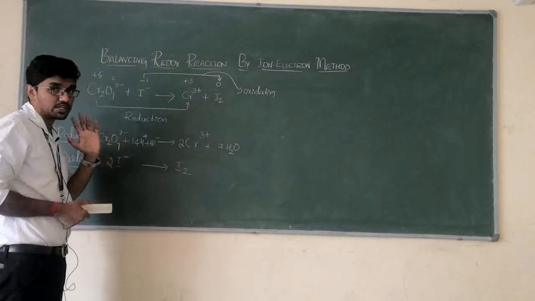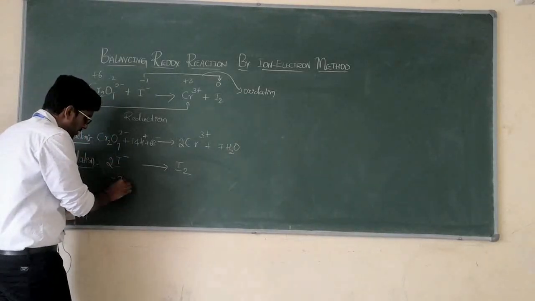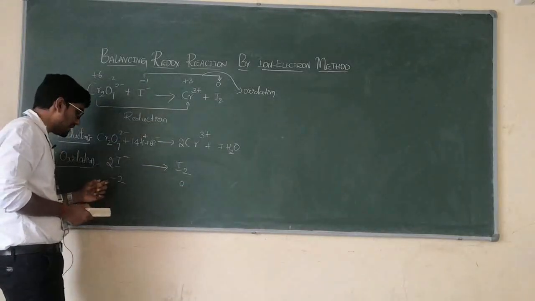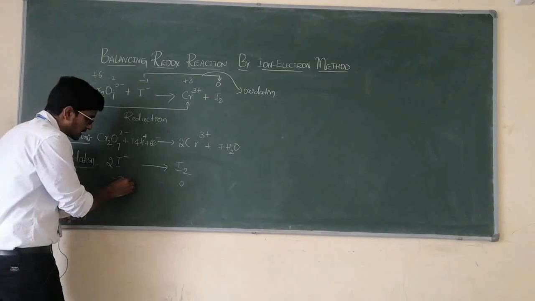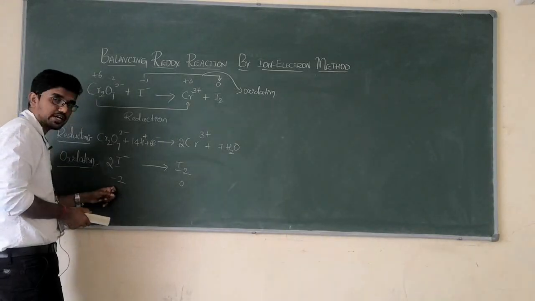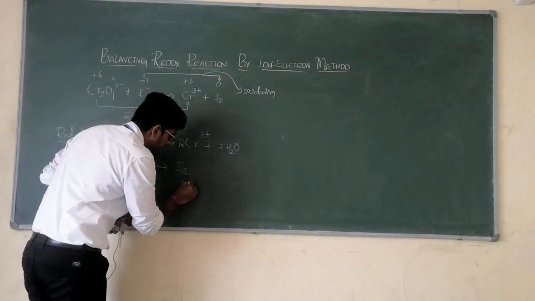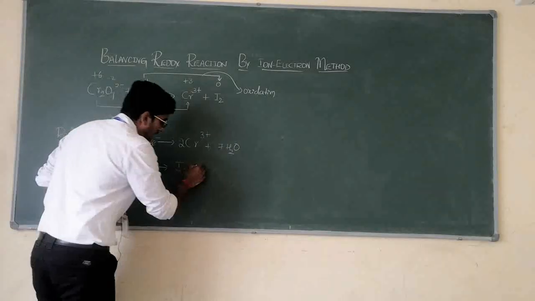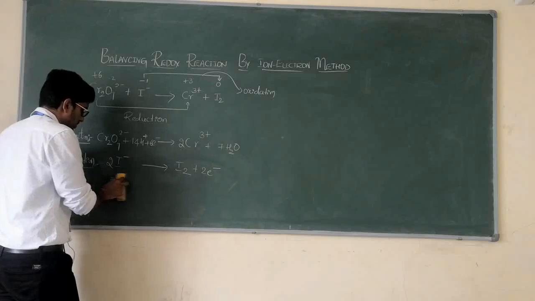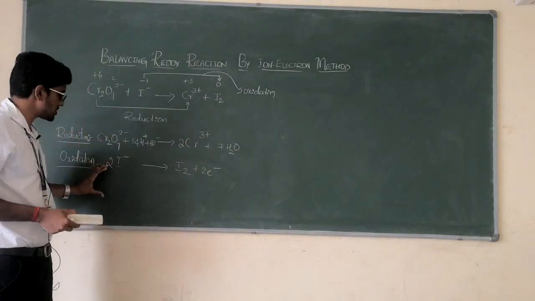We should balance the charge. Here you have two negative charges, but on the right you have no charge. To balance this, we should add 2 electrons on the deficient side, the right hand side. If we add 2 electrons there, it will be balanced. So this is your oxidation half reaction, and that was the reduction half reaction.